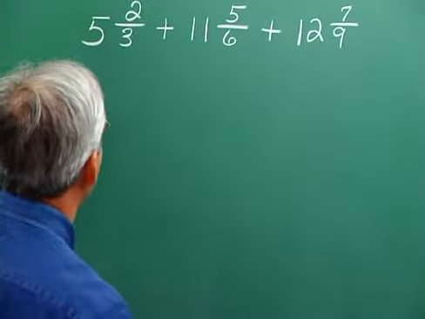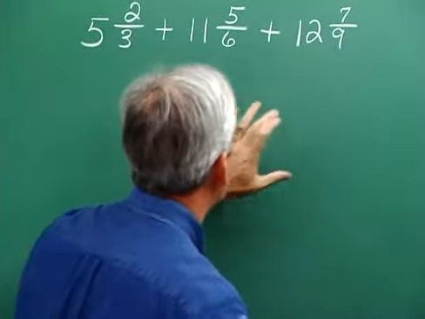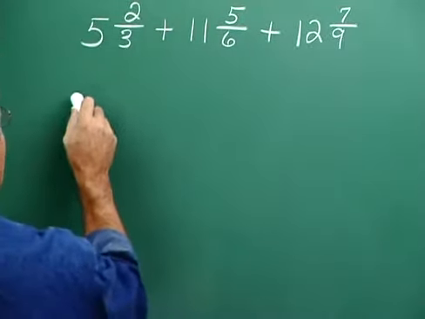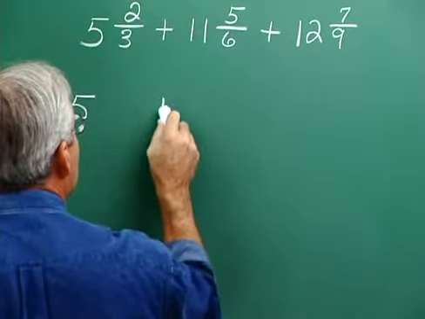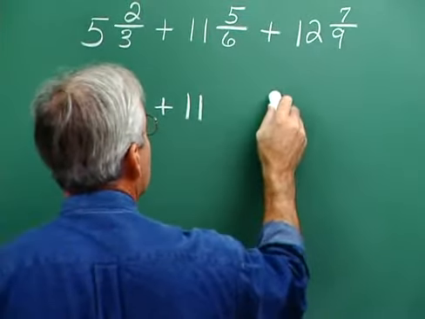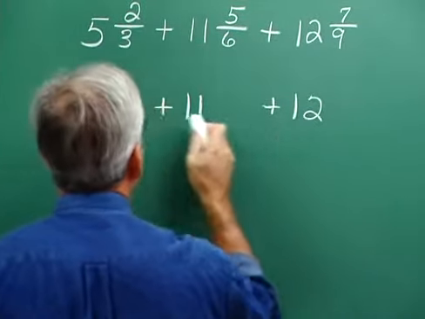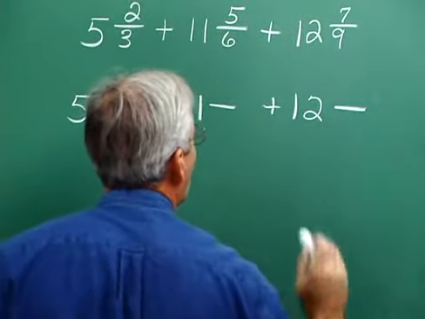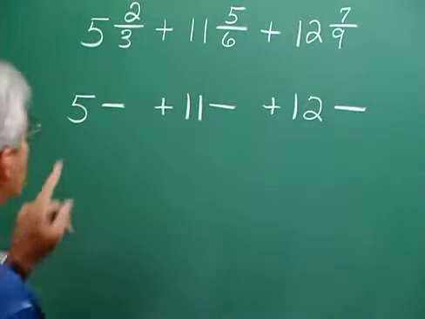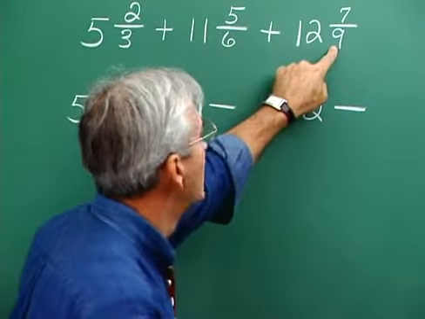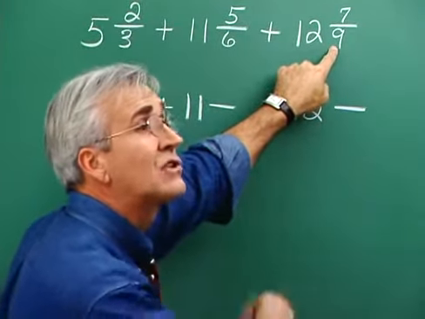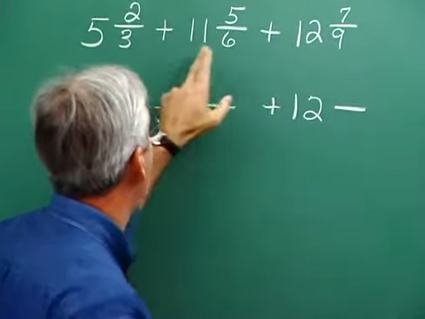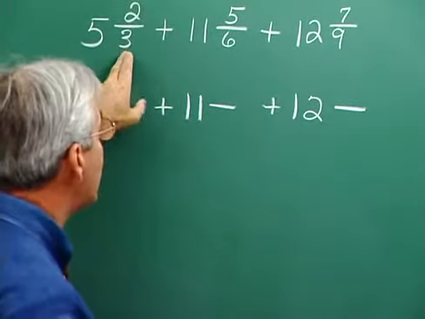We would bring down the 5, the 11, and the 12, and we're leaving a place for a new denominator in each one. You see, we want a common denominator for all of these. And it's the least common denominator we're looking for, or the least common multiple among these. And it's fairly easy to see.